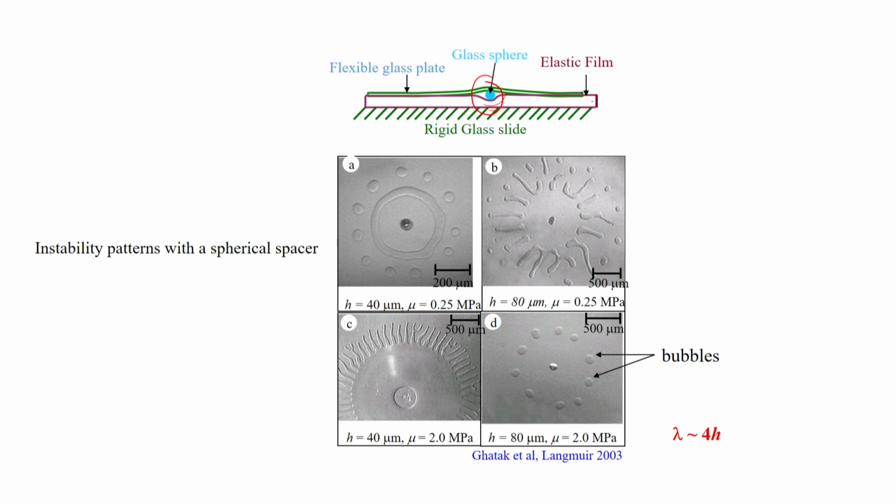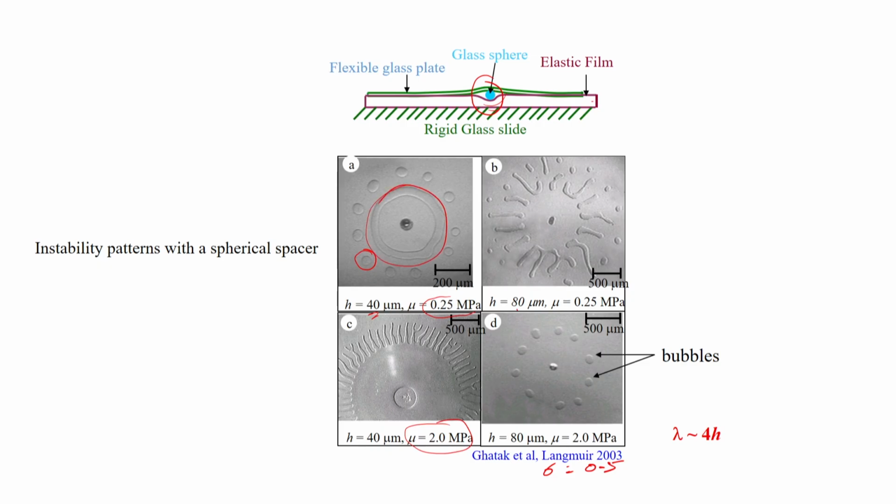The pictures here in front of you are for a thinner film, 40 micron, and here it is 80 micron. Here the modulus of the film is 0.25 megapascal, and here the shear modulus is 2 megapascal. In all these cases the Poisson ratio is 0.5, remember that it is an incompressible film in all the cases. And what we find, very interestingly, is that at this location, the coaxially flexible plate remains out of contact with the film, in this location and along this ring.